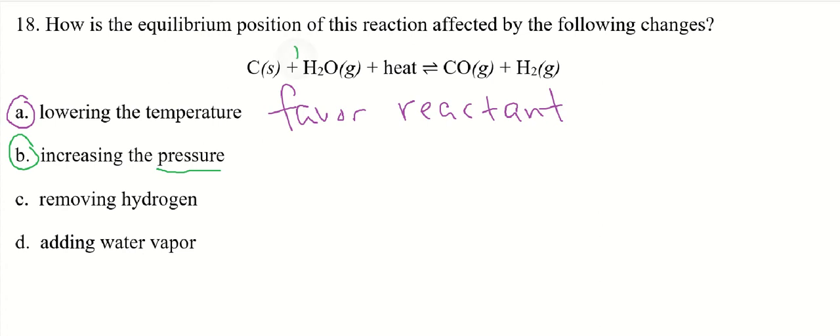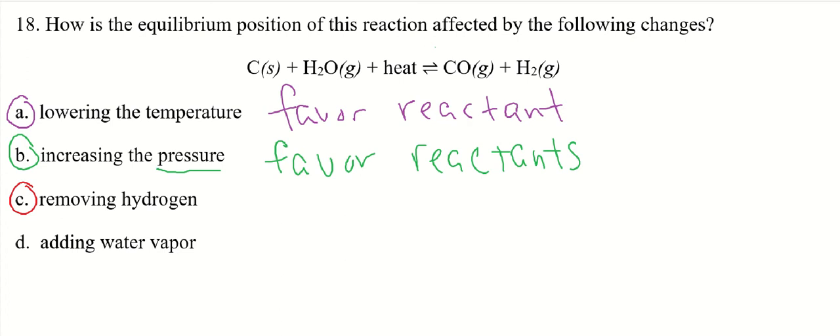Right, so here on the reactant side, we only have 1 mole of water, and that's going to produce 1 mole of carbon monoxide and 1 mole of hydrogen gas. So we have two moles of gas on the product side versus the one on the reactant side, right? So if we increase the pressure, how can the system relieve that pressure or decrease the pressure? It's going to favor the side that has fewer gas molecules. So again, it's going to favor the reactants.